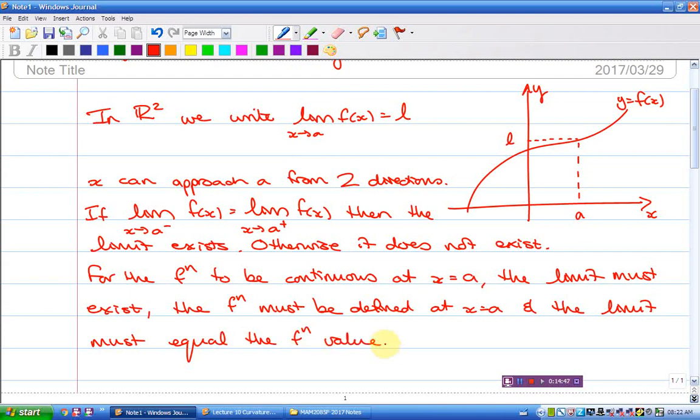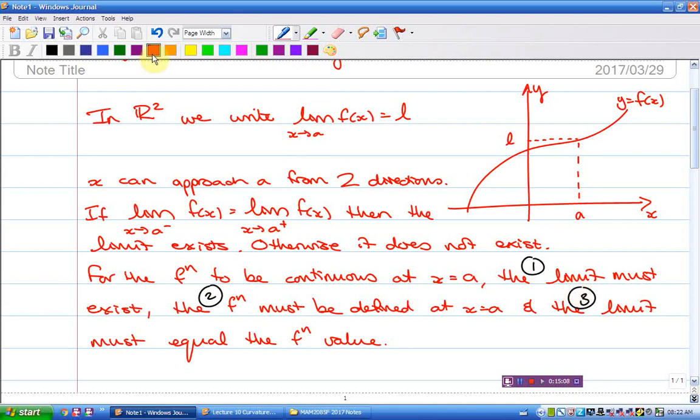That definition of continuity still applies for two variable functions, but the limits are harder to work out. So I just want to number these things. Number 1, the limit must exist. Number 2, the function must be defined. And number 3, the limit must equal the function value. There's 3 things going on there.